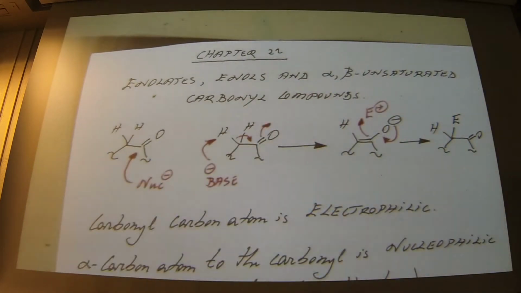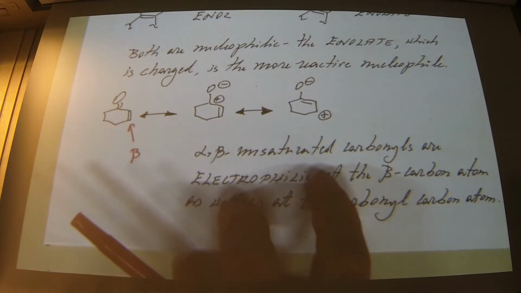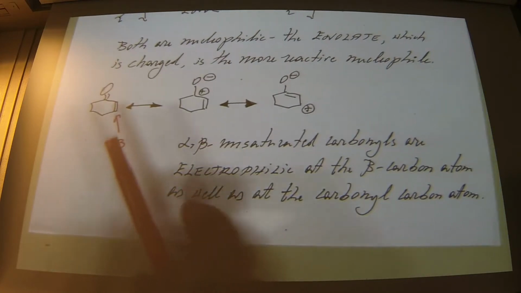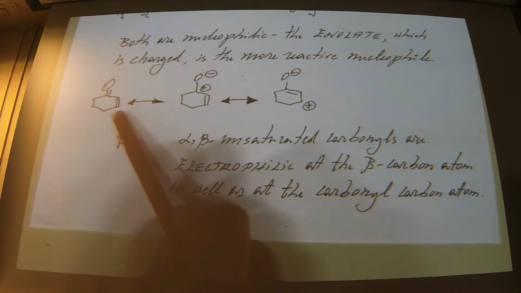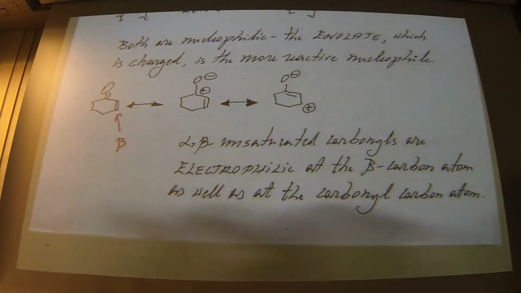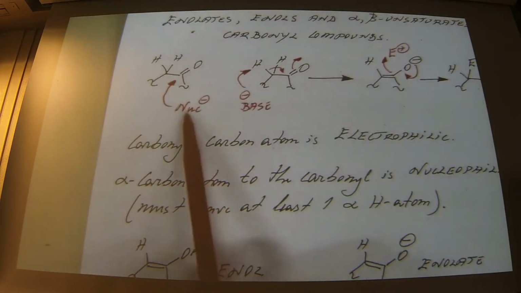Now, the other part of the chapter is alpha, beta unsaturated carbonyl compounds. So let's take a look at one of these. Let's take cyclohexenone as an alpha, beta unsaturated example. Now, why alpha, beta? Well, because there's the alpha carbon, and that's the beta carbon. I can draw these three resonance structures for cyclohexenone. And one thing you should notice is that the beta carbon atom has a partial positive charge. So what this tells you, and we're going to see this, is that when you have alpha, beta unsaturated carbonyls, the nucleophile can add to the carbonyl, yes, for sure.